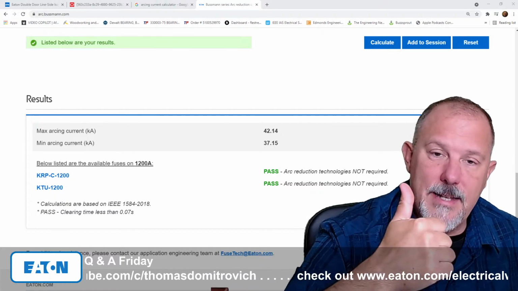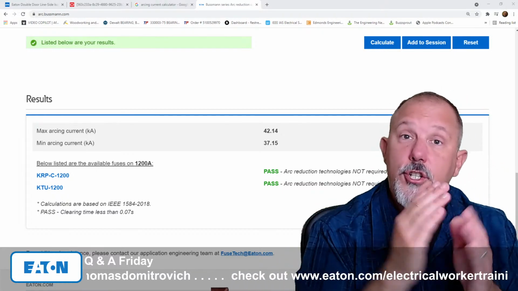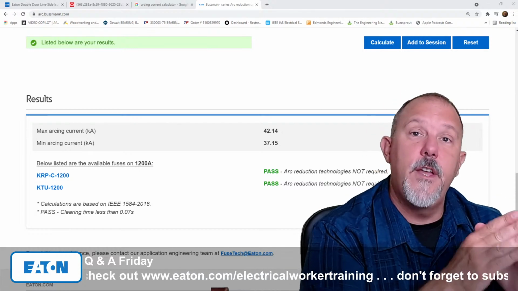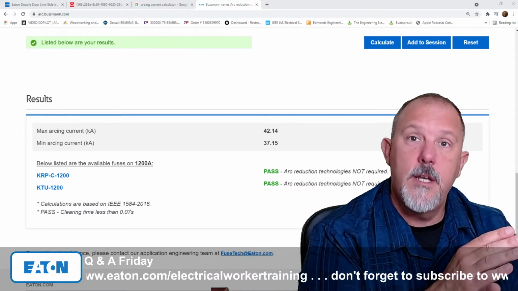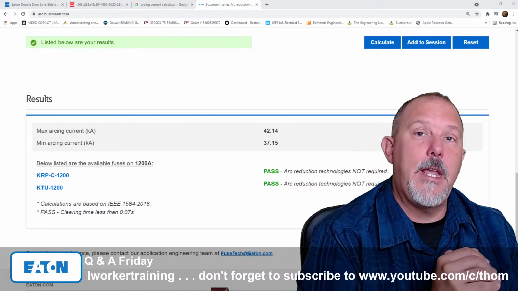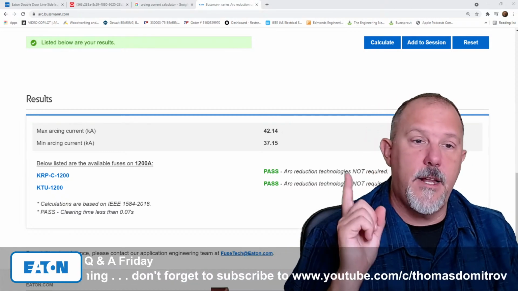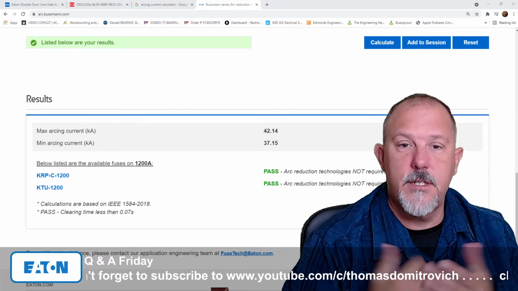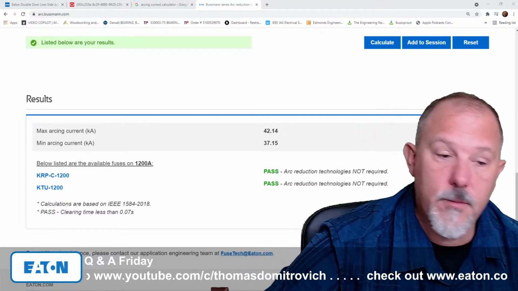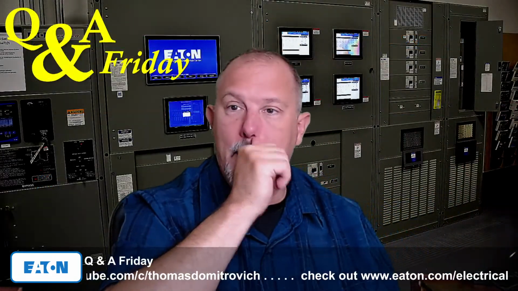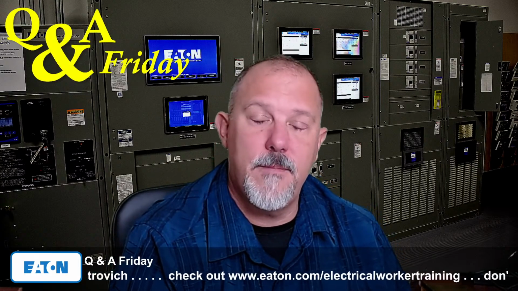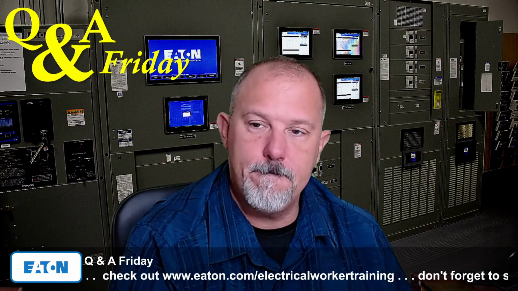And then what this does is an evaluation with the fuse to see, do you have the 0.07 second clearing that 240.67 requires? If your minimum arcing current has a clearing time of 0.07 seconds or faster, then you don't need an arc reduction technology. And this will tell you, for those fuse sizes, whether or not you need an arc reduction technology. But I agree with you, JW, and the challenge there again is the amount of the equations that you would need to do that.